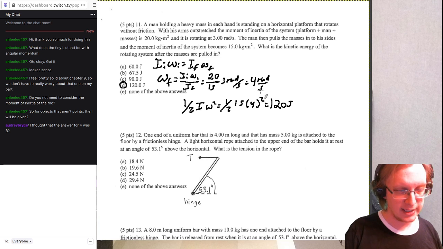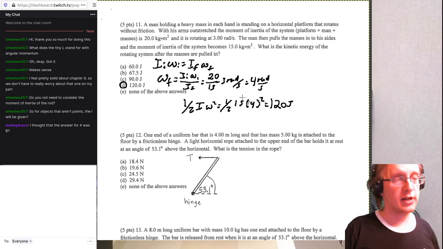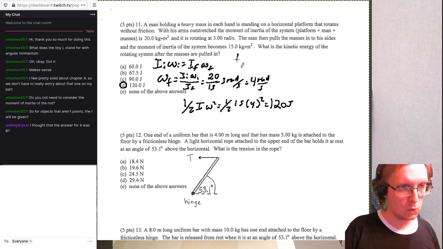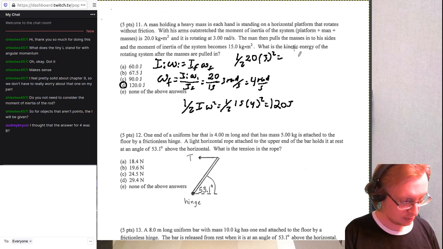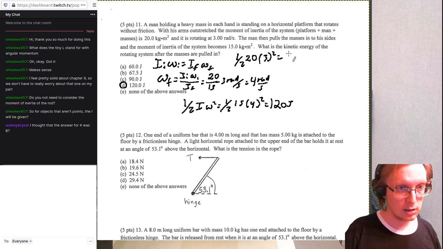This could be thought of as an inelastic collision, because I know that 1/2 I omega squared for the first situation, 20 times the 3 rads squared, is not 120 joules. It is in fact 9 squared over 2 times 20, which is 810 joules.